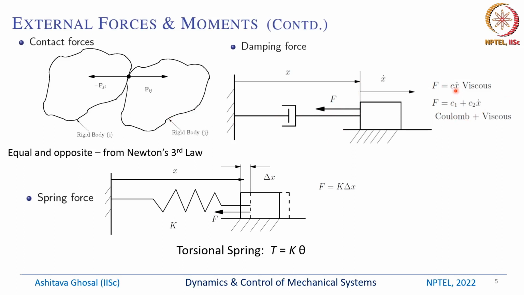If the force is c times x dot, so basically proportional to x dot, this is called viscous damping. You can also have a damping force which is some constant plus c2 times x dot. The constant c1 part is called Coulomb damping, and the c2 x dot part is the viscous damping part. So in general, you can have a damper, or a force, resisting this motion, where some part is constant and some part is proportional to the velocity of the body.